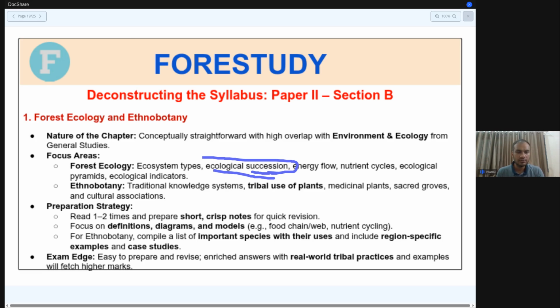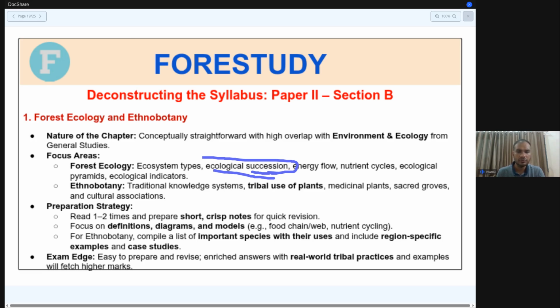Then the second portion is ethnobotany. Ethnobotany is quite a simple topic. Here you will go through traditional knowledge systems, tribal use of plants, medicinal plants, etc. Some memorization is involved here, because you have to remember the scientific names and the parts of plants that are used in traditional medicines.